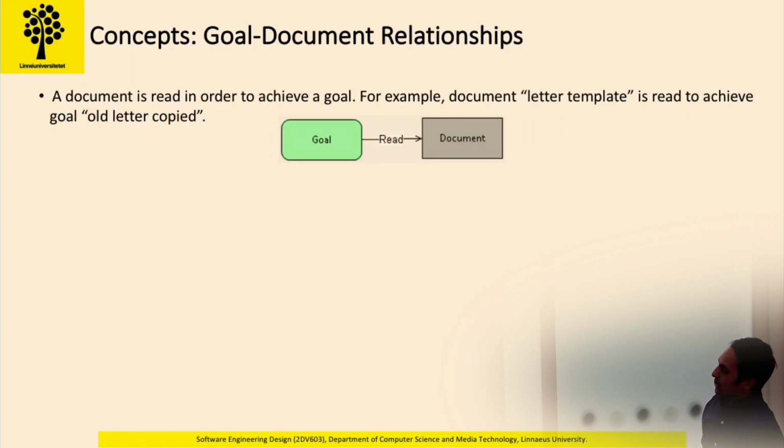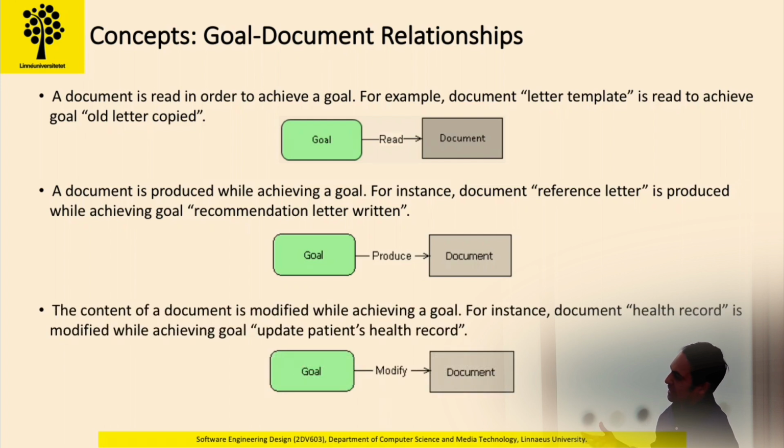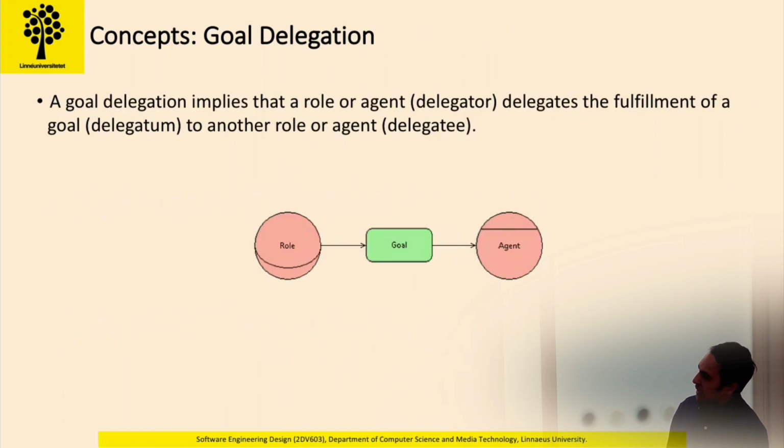Then there are also goal to document relationships. For achieving one goal, you might need to read a document. So this is done in this way. Then there is also another relationship for producing. After performing something, it might produce a document. And also, in order to perform something, we might need to modify a document. And there is also the delete operation, like in order to perform this goal, we need to delete a document, let's say.